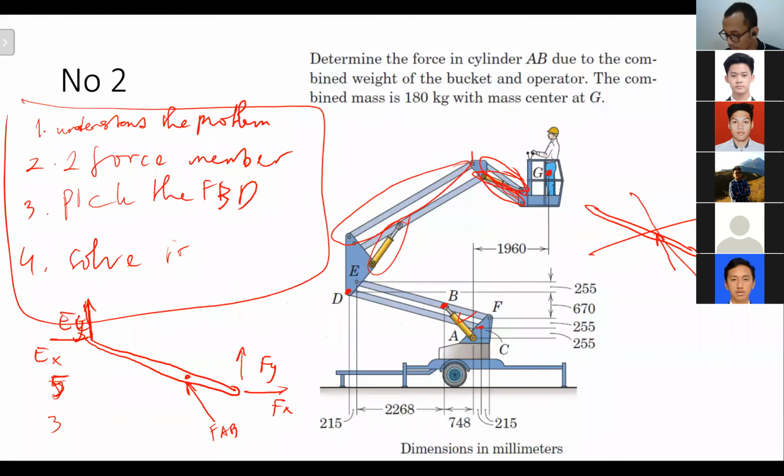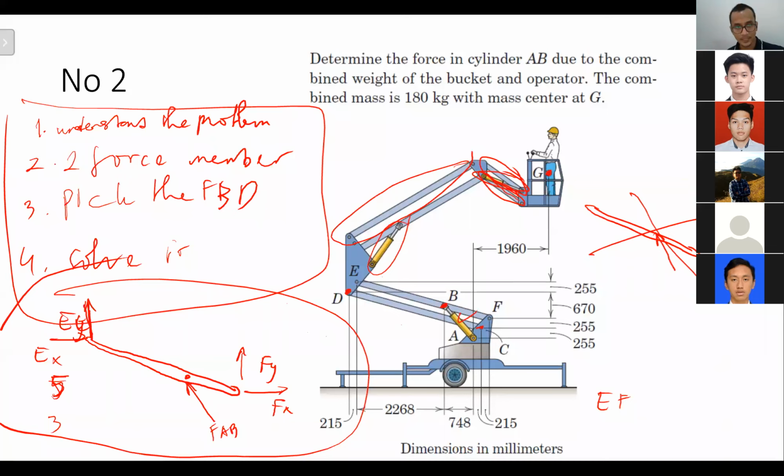In this case, it is to solve the member EF like this. This is the main free body diagram. But the problem here is we have 5 unknowns and 3 equations. We cannot solve it directly, so we have to find a way in order to solve for this. This is 5 unknowns and this is 3 equations. So as long as we can reduce two unknowns, we will be able to solve this.